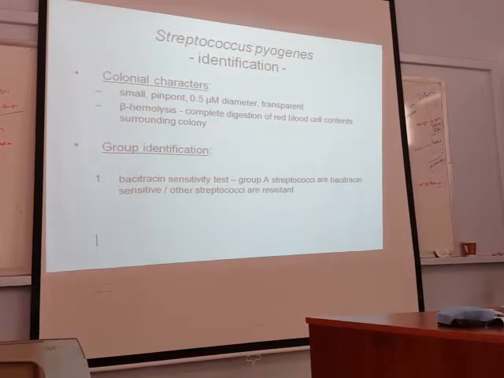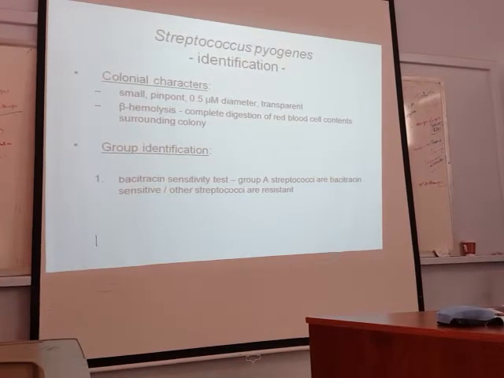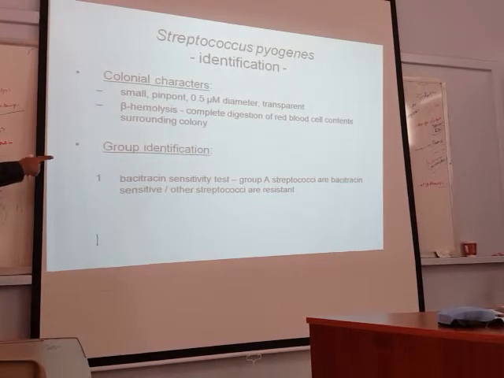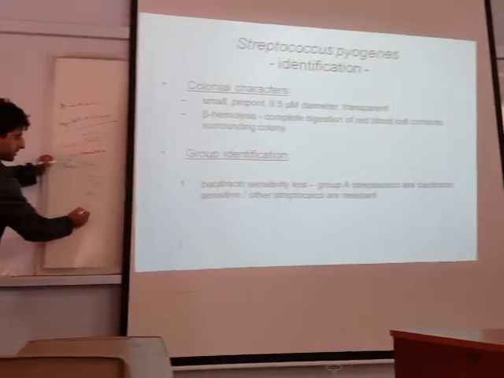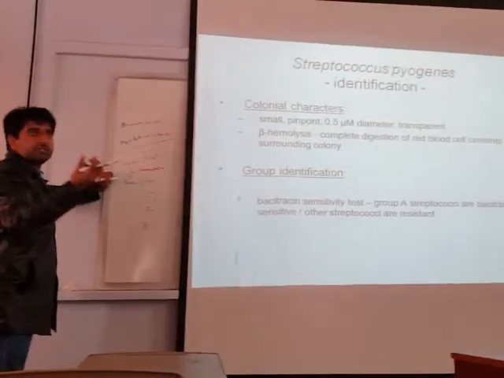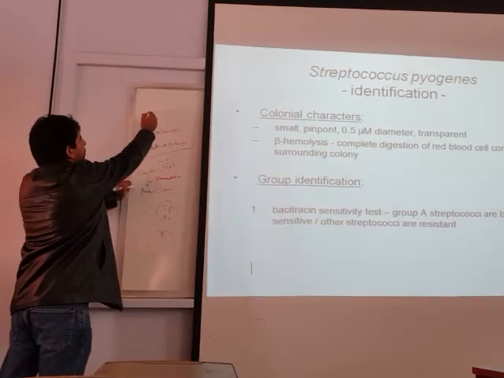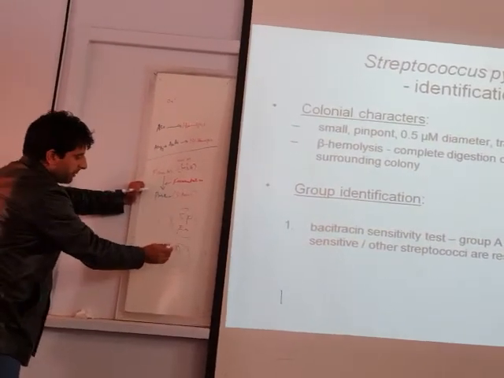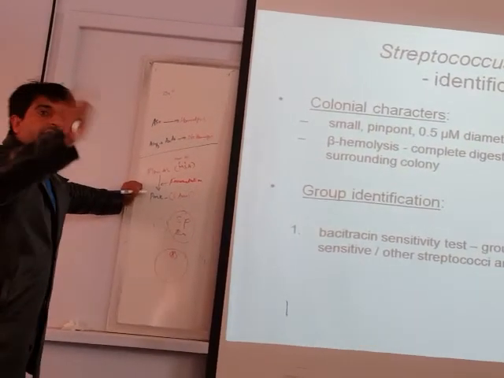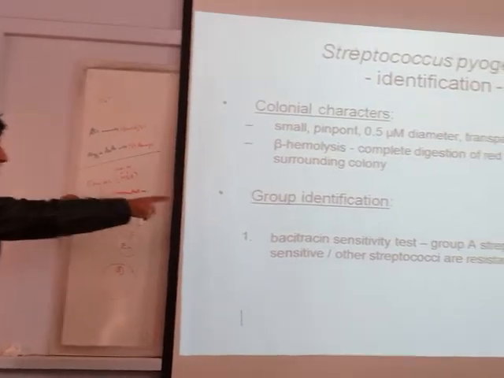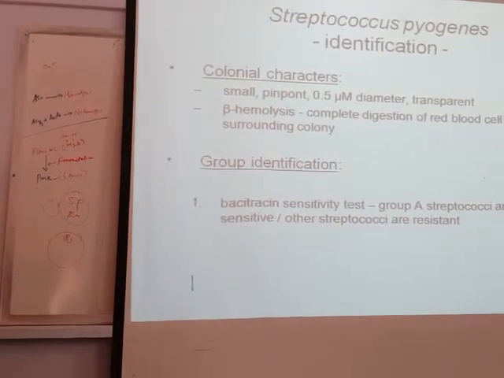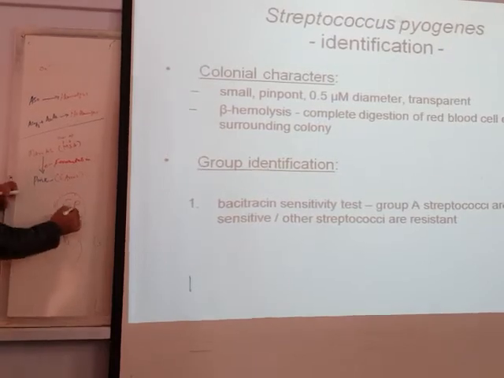Group identification, how do you identify it? First you put it on blood agar: Streptococcus pyogenes shows beta hemolysis on blood agar. That is one test. Another is the antibiotic sensitivity test. You put the bacitracin disc. You have seen antibiotic discs; they are small like this. You put the antibiotic disc on Mueller-Hinton agar, and you see it is sensitive. Which one? Pyogenes.